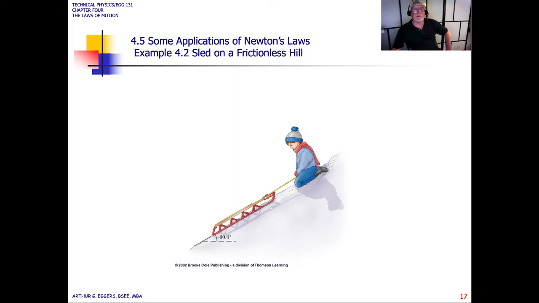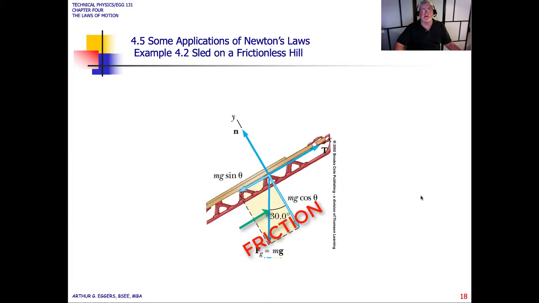Okay, so let's move forward and start looking at how we add friction into the mix. In a problem like this, we've got a setup of a child holding a sled on an incline, and the problem stated that we're on a frictionless hill, which means we're not going to look at friction. But it's important for us to look at how we deal with putting friction into the mix.